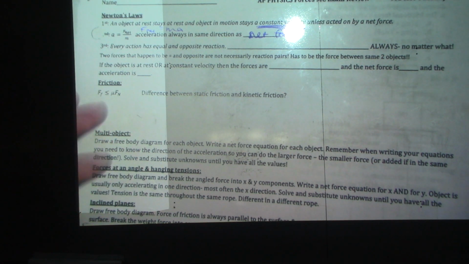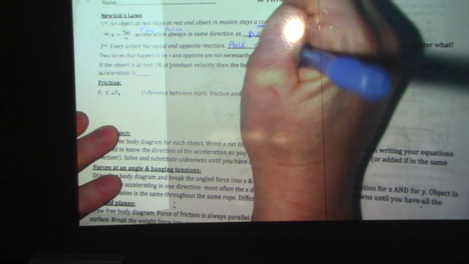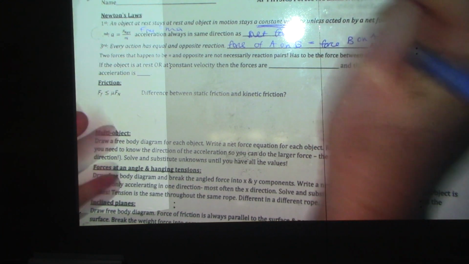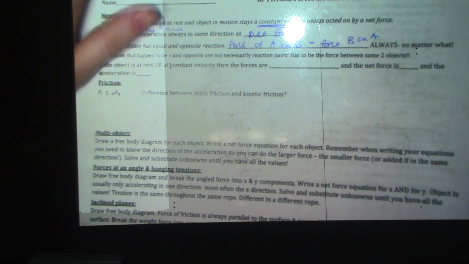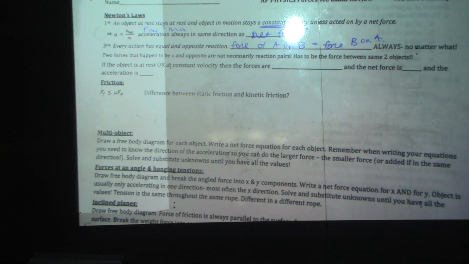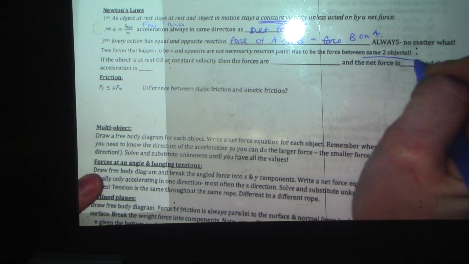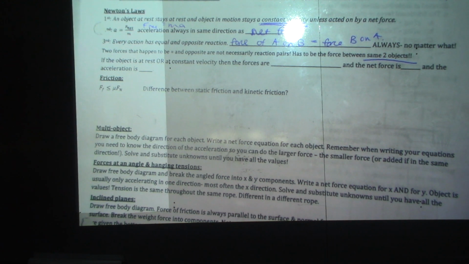Third law: every action has an equal and opposite reaction. So how I think of this is the force of A on B has to be equal to the force of B on A. Whatever A is, whatever B is, doesn't matter. If it's talking about, like, my hand on the table and the table on my hand, that is a pair. It doesn't matter if they're at rest, accelerating, or at constant velocity. Those two have to be equal to each other and in opposite directions. And again, it's between the same two objects. I can't say that my hand on the table and the table on the wall are a pair. That's not necessarily equal to each other.